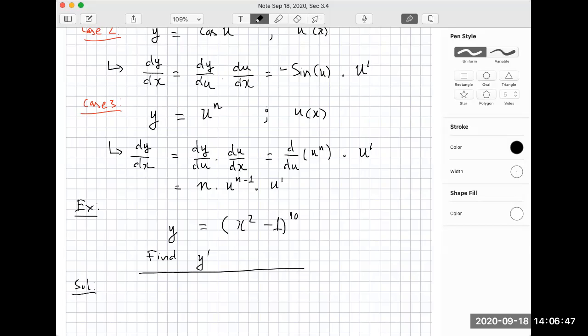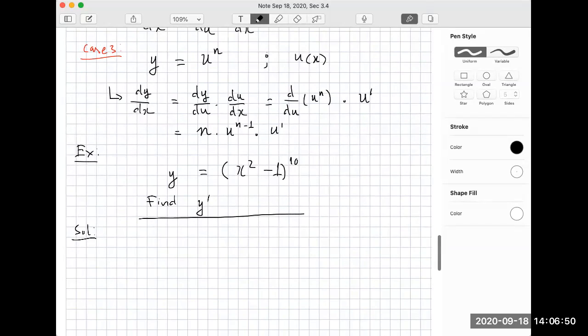Okay? In this case, if we say y is u to the 10, right? And we know that u is x squared minus 1, right? So the general rule tells us that dy over dx, what is it? What is dy over dx? The general rule.